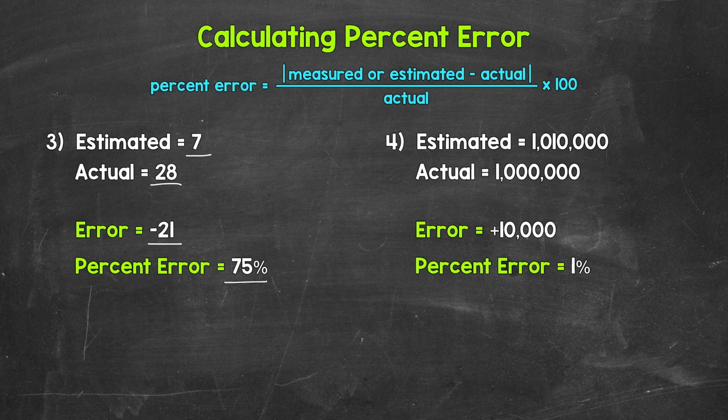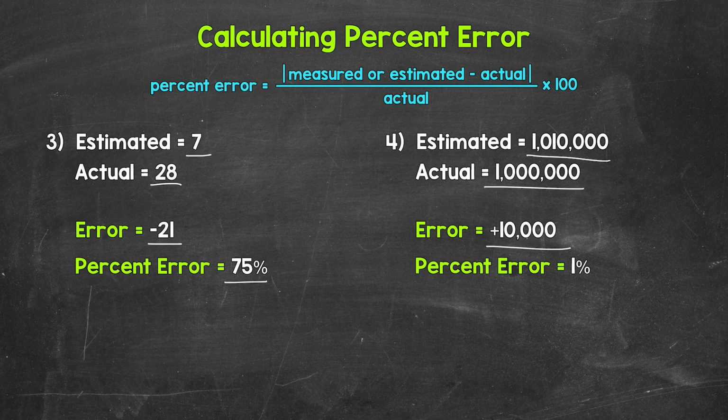A 0% error means that the measurement or estimate was exact. It was the same as the actual value. So 75% here is pretty high. That's pretty far off. Now looking at number 4, the estimated value is 1,010,000. The actual value is 1 million. That means the estimate was off by 10,000. Specifically, the error was positive 10,000, which tells us the estimate was higher than the actual value.